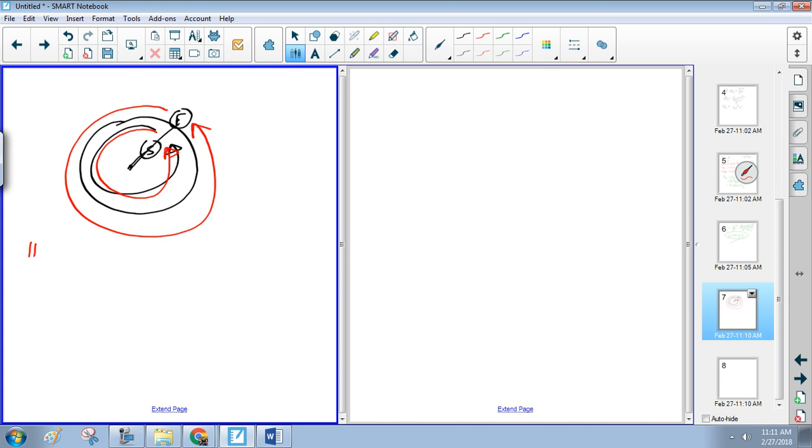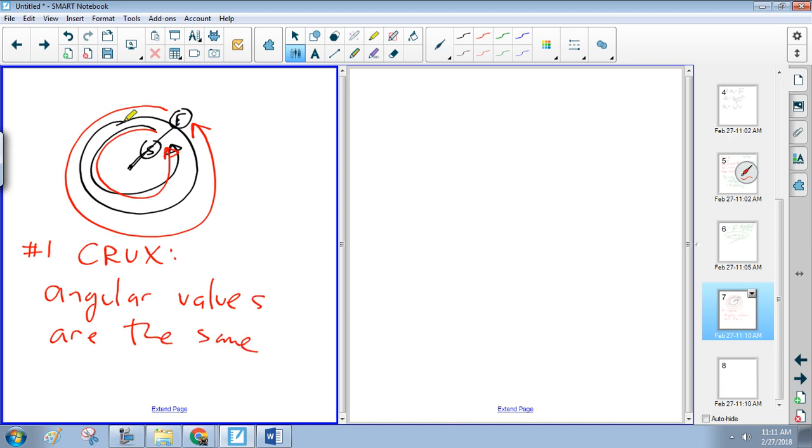All right, so number one, here's the crux. The angular values are all the same for Frank and Sally. So the idea is if I can find, for example, Frank's angular acceleration, then I also know Sally's angular acceleration. Okay? So that's the deal.